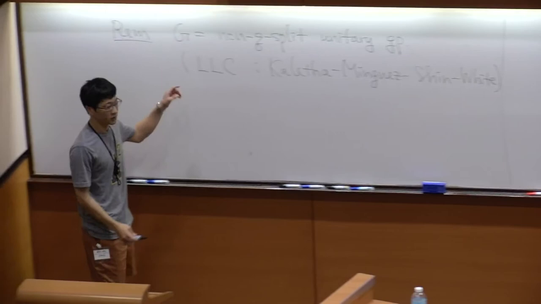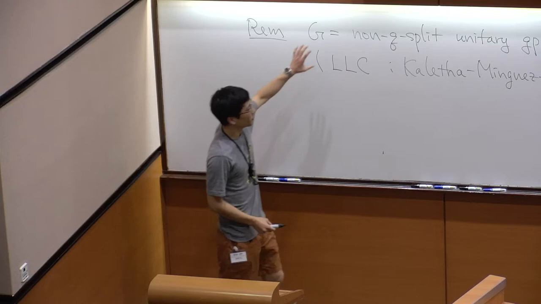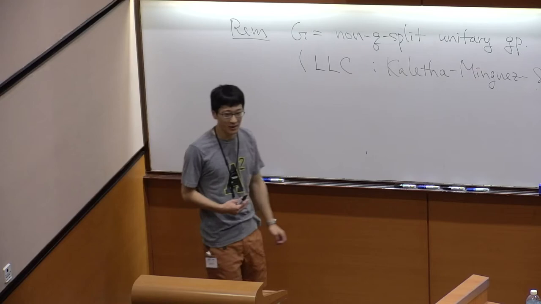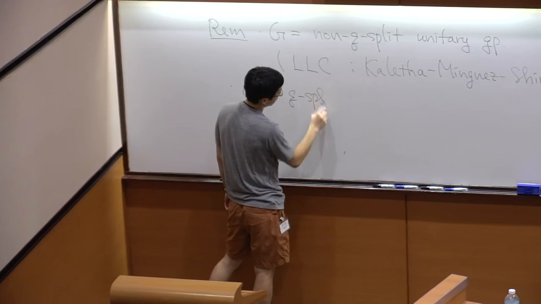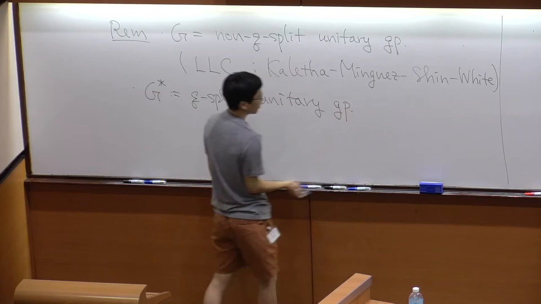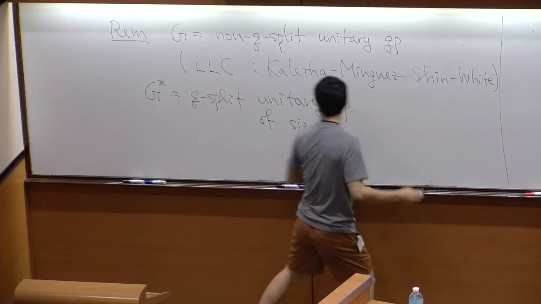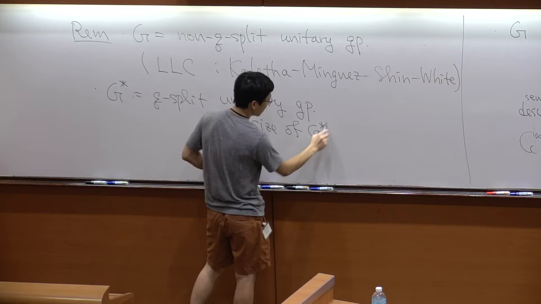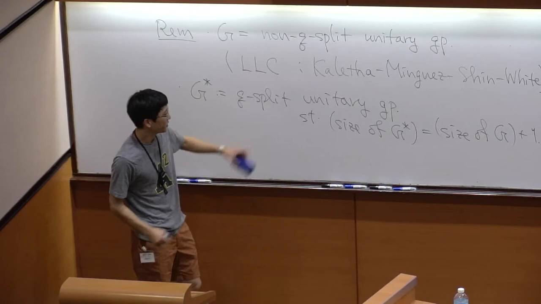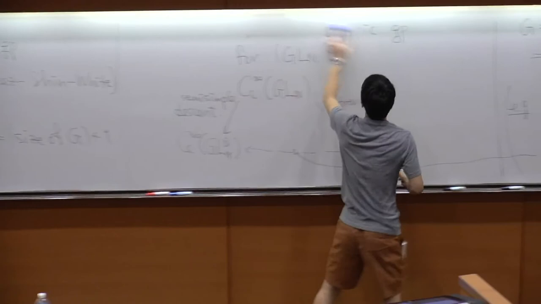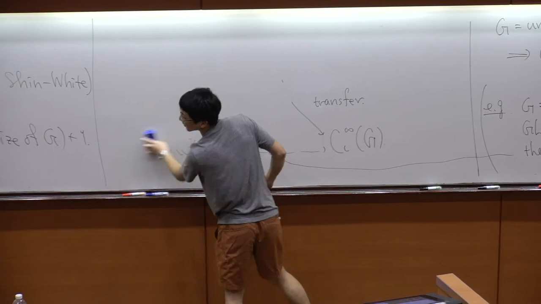And actually, we can reduce the problem for non-quasi-split cases to the quasi-split cases by using the local theta correspondence. So more precisely, let's consider the following group. G star is a quasi-split unitary group such that the size of G star is given by the size of G plus 1, and attached to the same quadratic extension as for G. Then the local theta correspondence gives a correspondence between representations for G and G star.